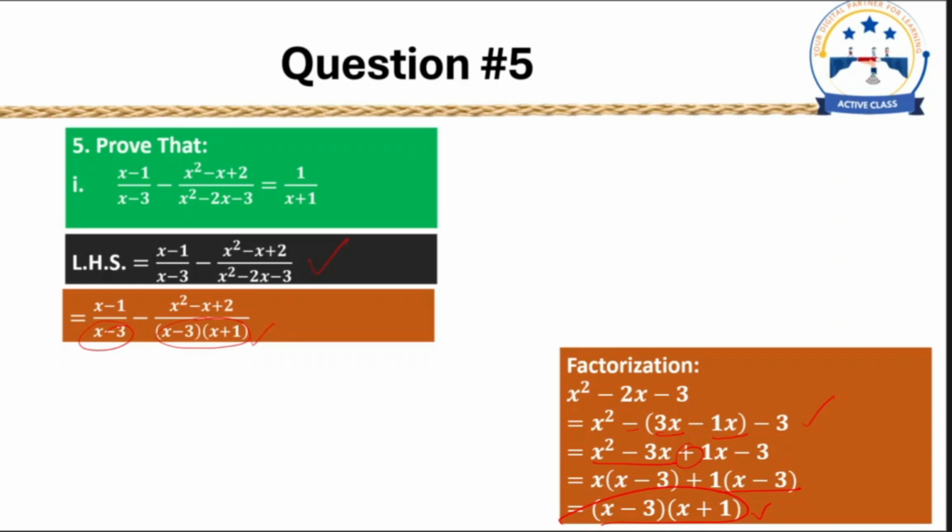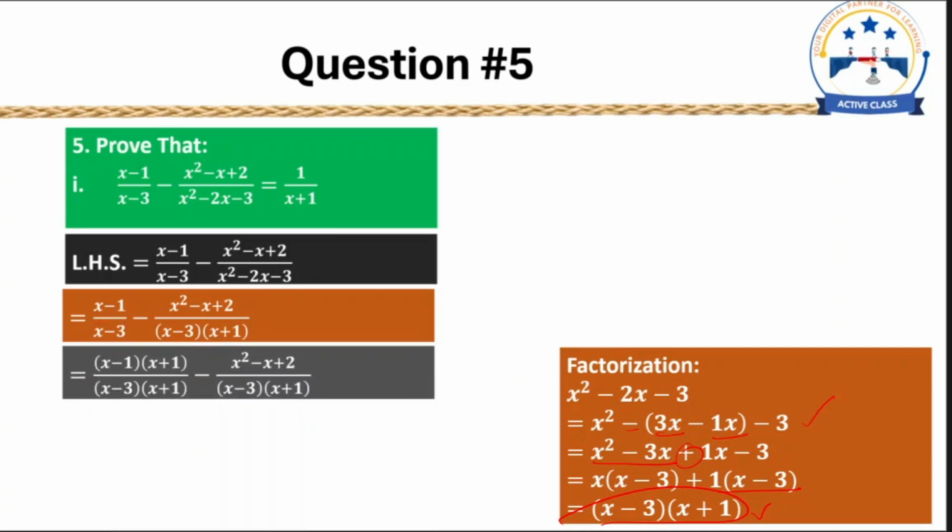So if I multiply the first fraction with x plus 1, I think the fractions become like, right? So let's multiply. Now the fractions are like. We simply perform the operations in the numerator. x minus 1, x plus 1. It is in the form like a plus b, a minus b, right? Which is the formula of a squared minus b squared, isn't it?